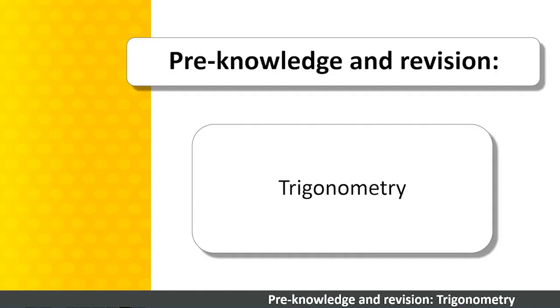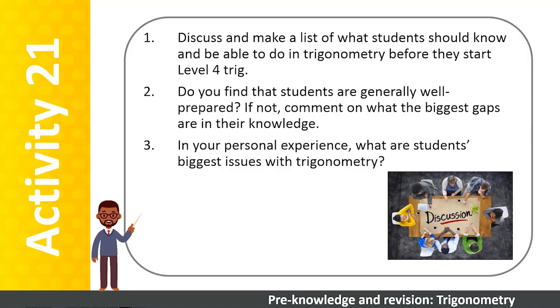Pre-knowledge and revision, trigonometry. Please work in groups to do this activity. Question 1. Discuss and make a list of what students should know and be able to do in trigonometry before they start Level 4 trigonometry. Question 2. Do you find that students are generally well prepared? If not, comment on what the biggest gaps are in their knowledge. Question 3. In your personal experience, what are students' biggest issues with trigonometry?